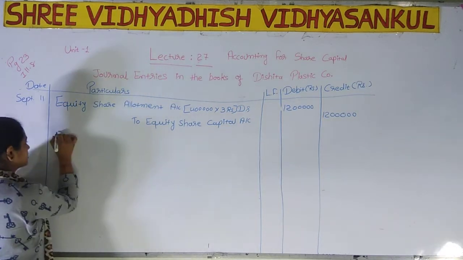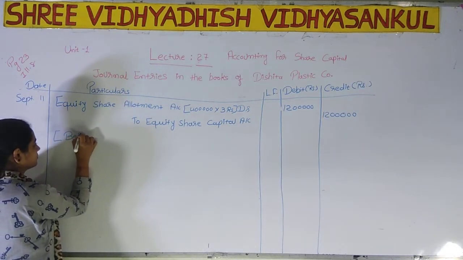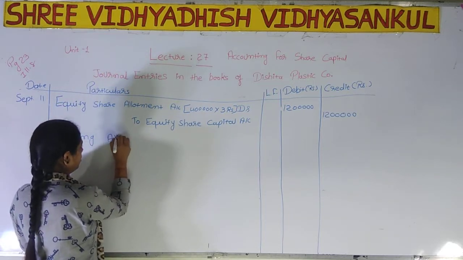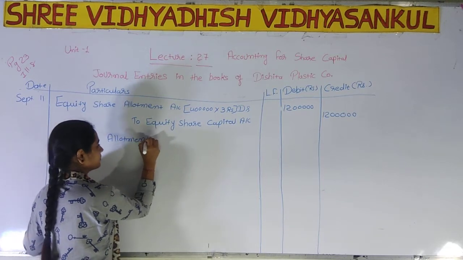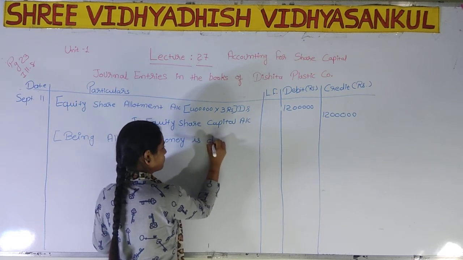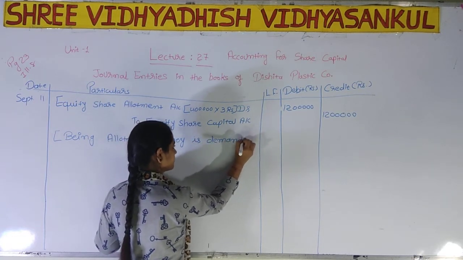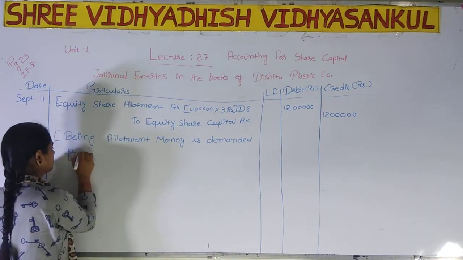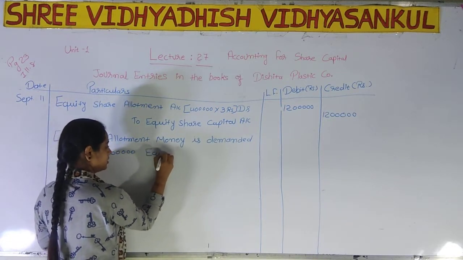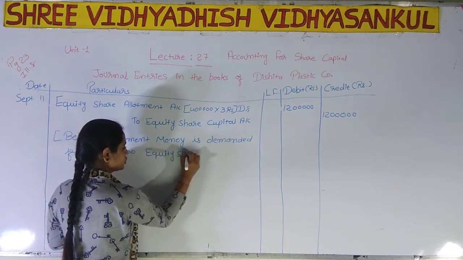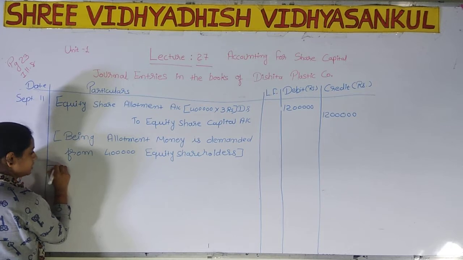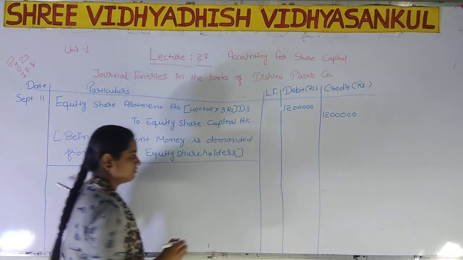Right? Into bracket we have to write being allotment money is demanded from 4 lakh equity shareholders. Bracket over, underline with pencil, leave a line, then next.